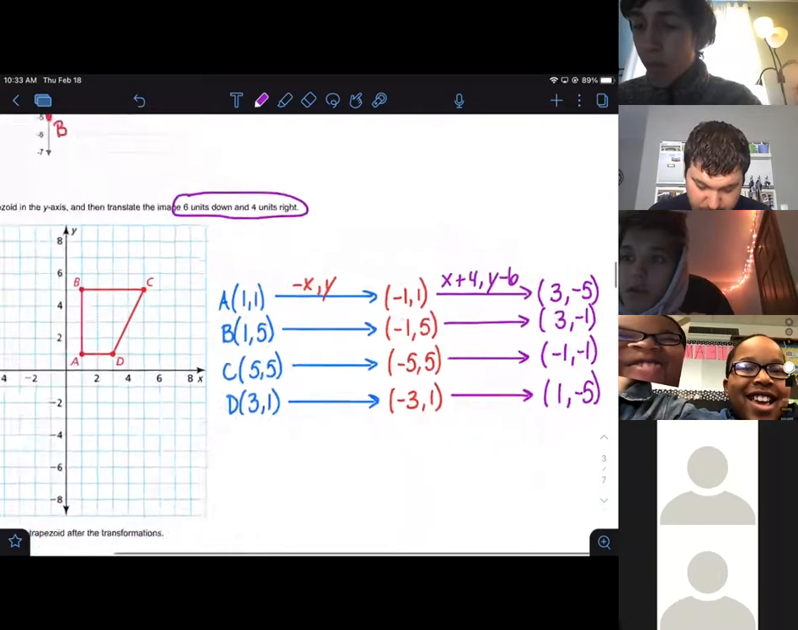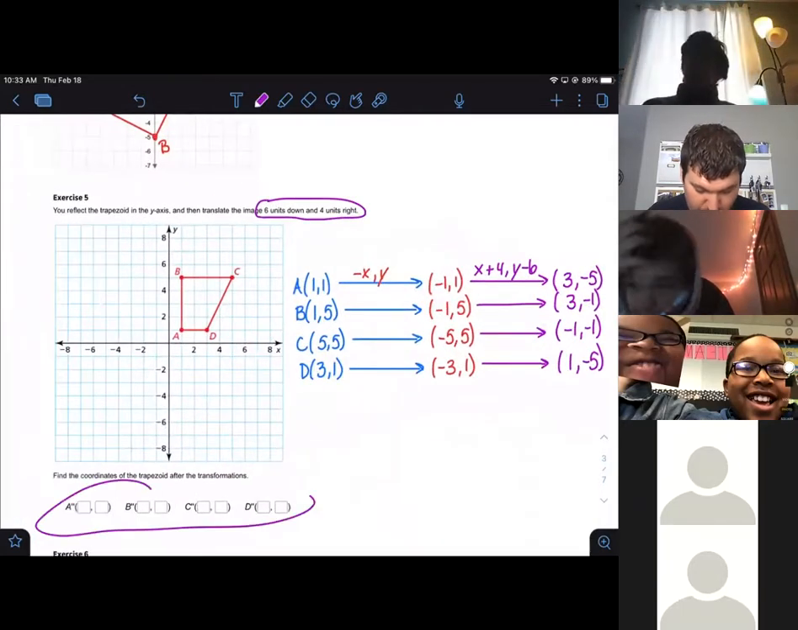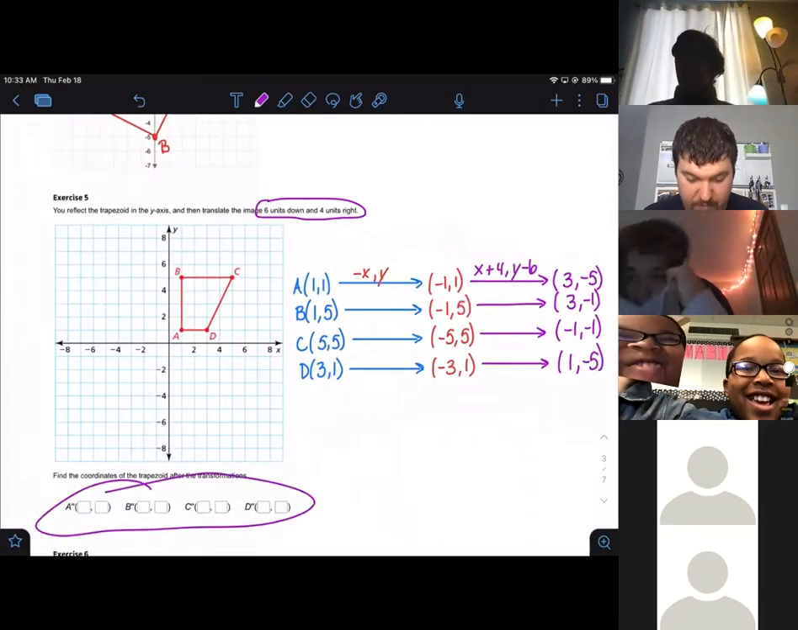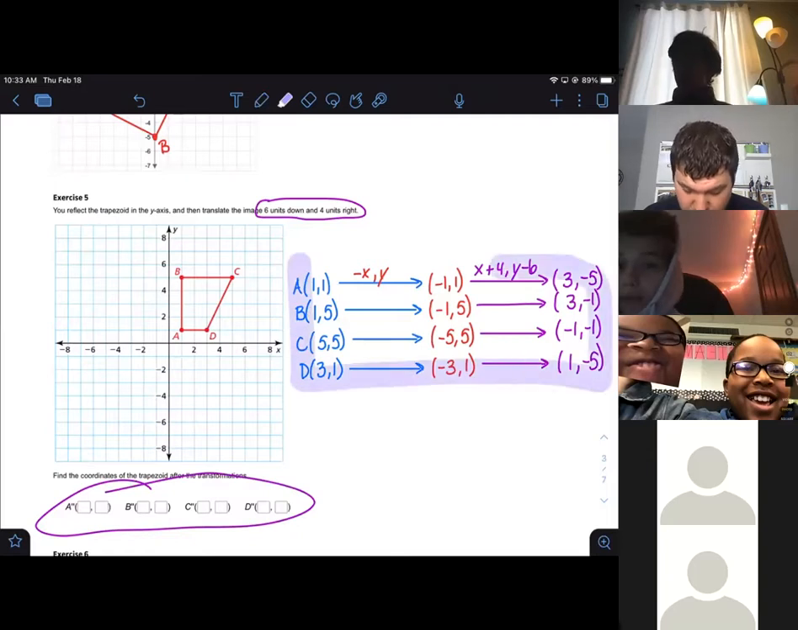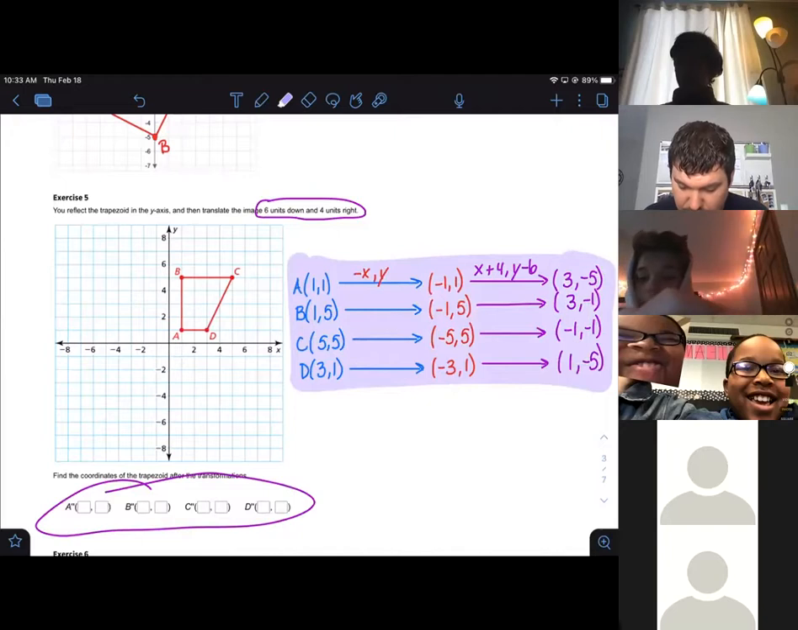And we have our answer because it just wanted to know what the double prime coordinates were. And so we have them. So if you write this whole thing down, you've got your work and the answers that they wanted.